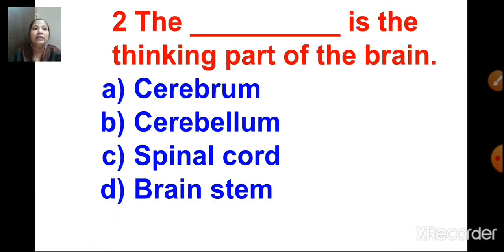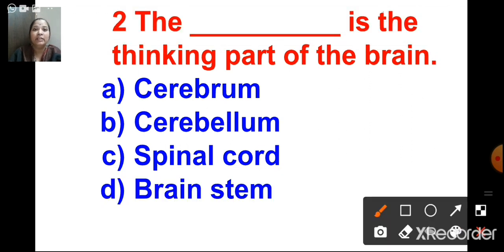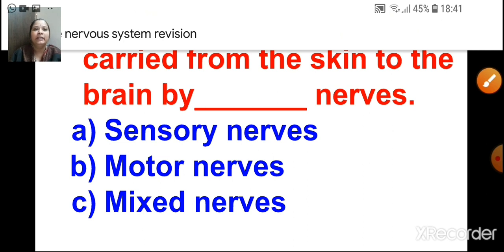The dash is the thinking part of the brain. Now, by now you should know which is the thinking part of the brain. Right, the answer is A, cerebrum. The cerebrum, which is also the largest part of the brain, consists of all the folds which are visible in the picture of the brain when we see it. That is the cerebrum, which is the thinking part of the brain, responsible for reasoning, for your intelligence, etc. Right?